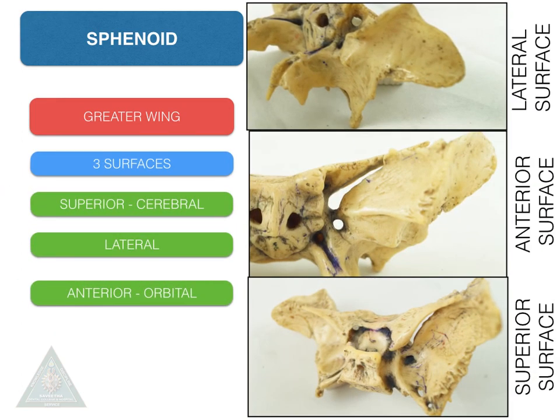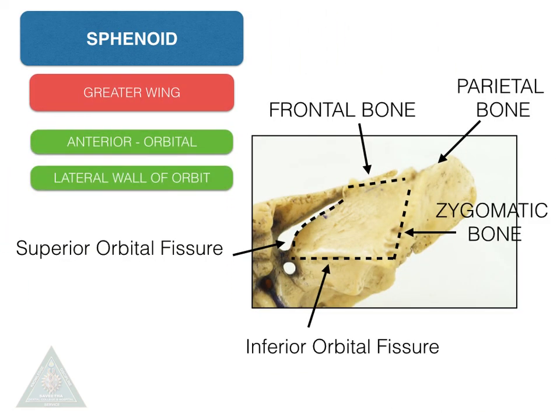Moving on to the anterior surface, the anterior or orbital surface will form part of the lateral wall of the orbit. It has got two serrated articulating parts. The upper one articulates with the frontal bone and the lateral one articulates with the zygomatic bone. We have two smooth borders, one between the greater wing and the lesser wing forms the superior orbital fissure. The other between the greater wing and the body of the maxilla forms the inferior orbital fissure.